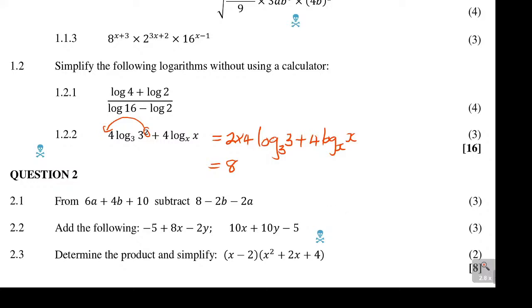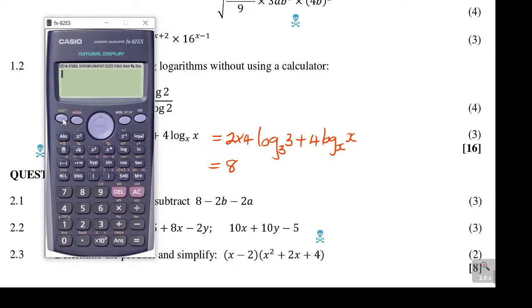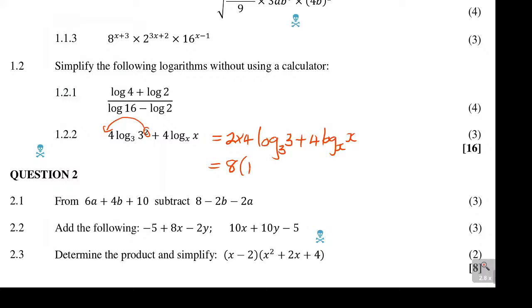You can just test with the calculator and say, log 3 of 3. You can see it's a 1. Any number of the same base, it's a 1. It's a law. So which means log 3 of 3 is 1, plus 4, and log x of x is 1. So you've got 8 plus 4, the answer there is simply 12. You can test it, choose any value of x, say x is equal to maybe 3, and when you add this, it will give you 12.